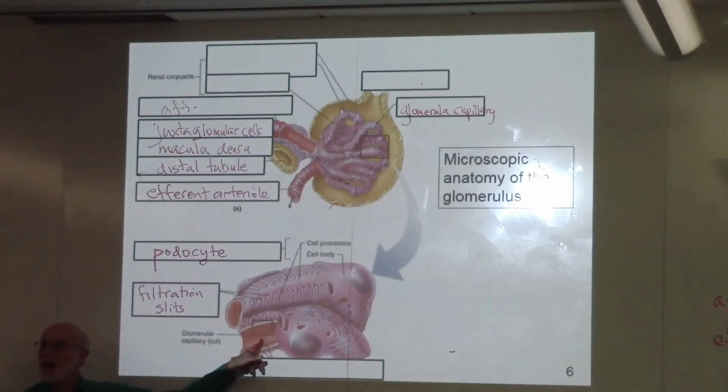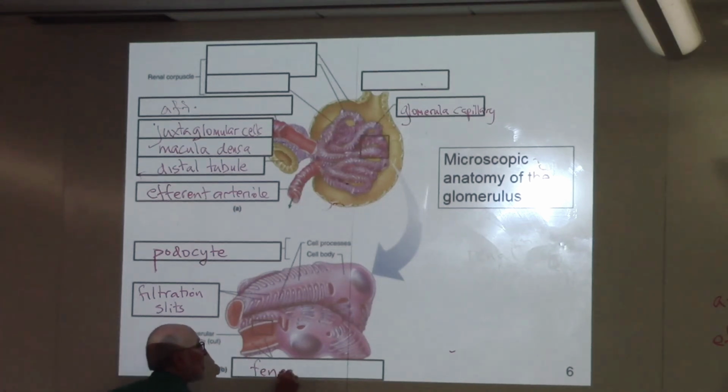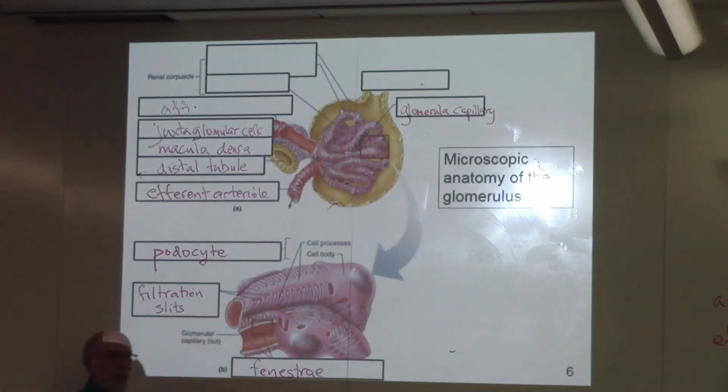And on the inside of the glomerular capillaries, so this is looking at from the outside. If we cut open the glomerular capillaries, we see these holes. They have a name, that isn't holes. What is the name of these structures? Fenestrae, which is Latin for window.